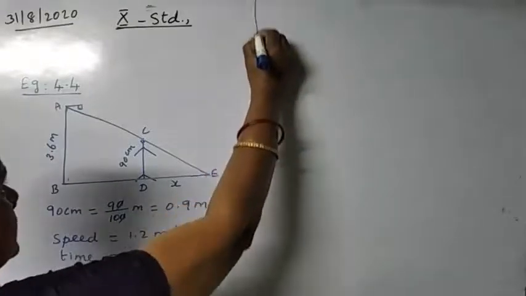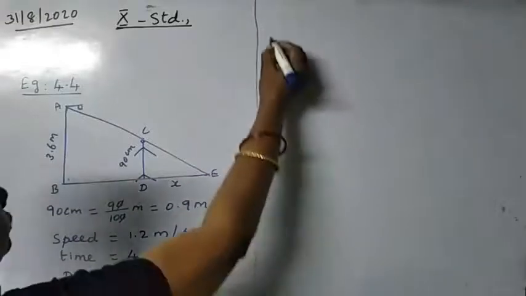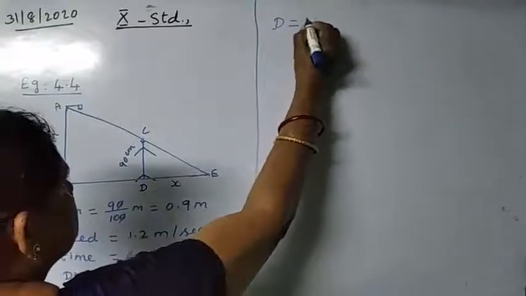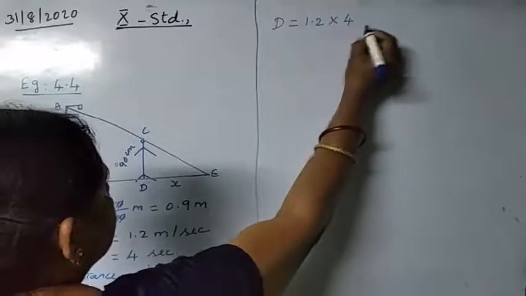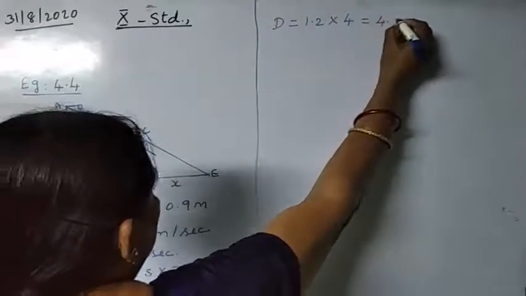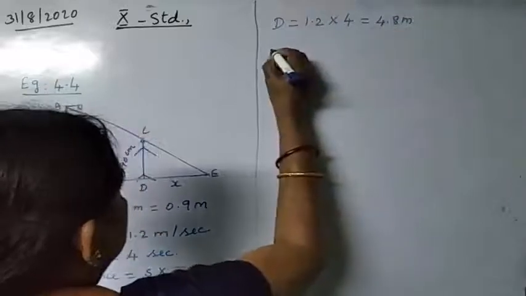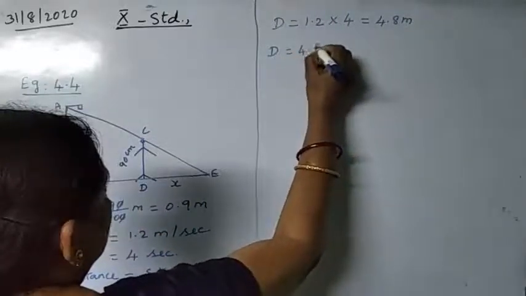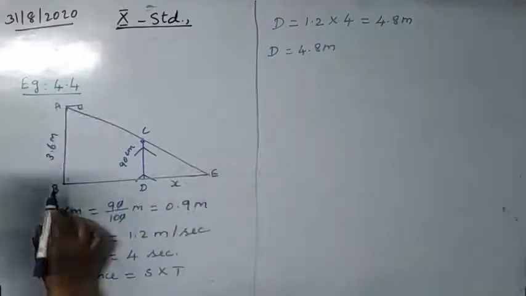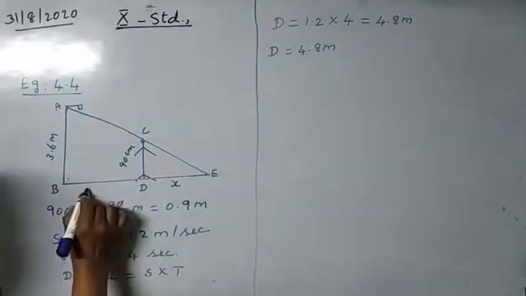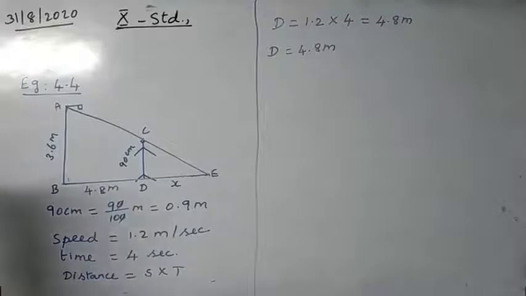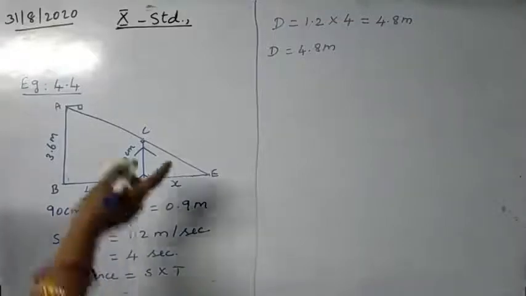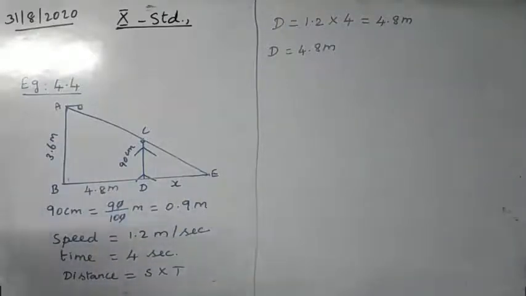So what is speed? What is time? Let us calculate. D is equal to speed 1.2 into time 4. If we multiply these two, I am getting 4.8 meter. So distance is equal to 4.8 meter. And the boy has walked this far from the lamp post. So it is 4.8 meter. Write it down here.